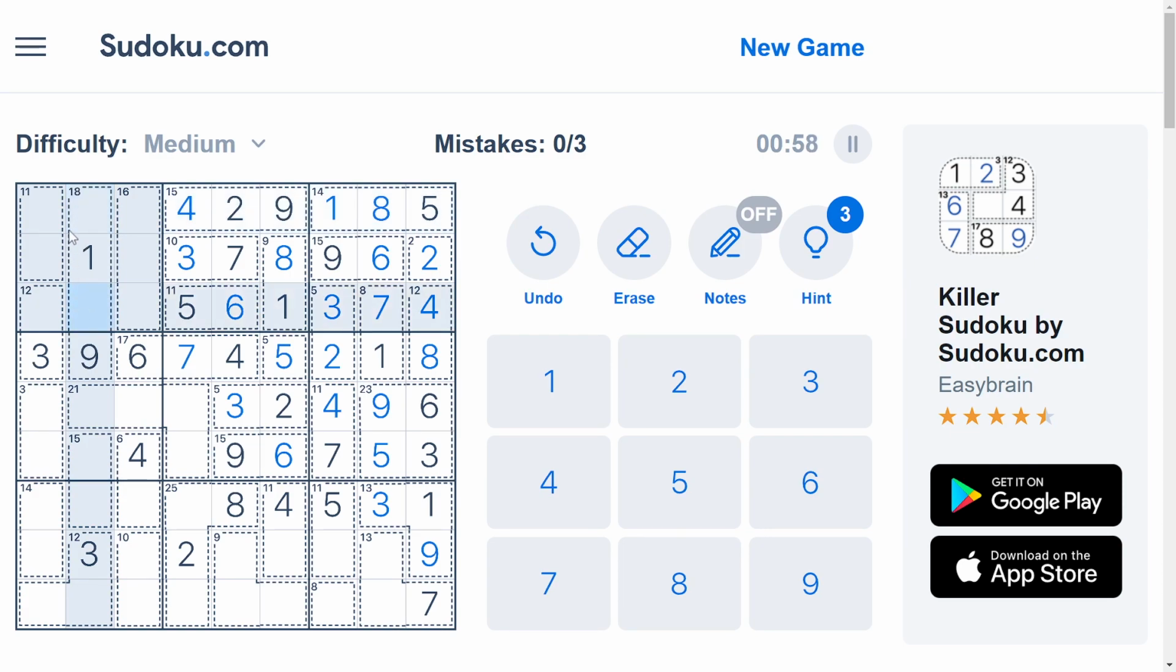8 you can either make by 1, 7, 4, 4. For 4 we can't do in this case. 3, 5 or 2, 6. 2, 6. Because right here we have a 3 which blocks the possibility of 3, 5. Let's go for this one.